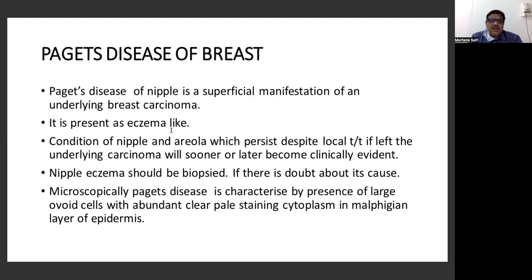Now come on to Paget's disease of the breast. Paget's disease of the nipple is a superficial manifestation of an underlying breast carcinoma. It presents as eczema. It can be confused with eczema of the nipple and areola which persists despite local treatment, until the underlying carcinoma will sooner or later become clinically evident. Nipple eczema should be biopsied if there is a doubt about its cause. Microscopically, Paget's disease is characterized by presence of large white cells with abundant clear pale staining cytoplasm in the Malpighian layer of epidermis.